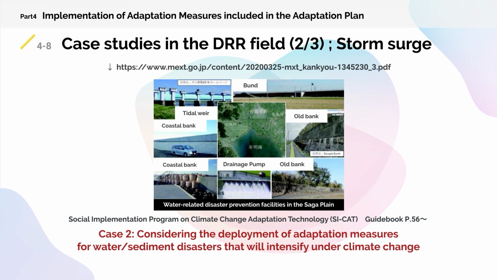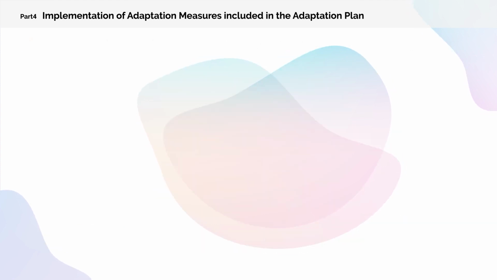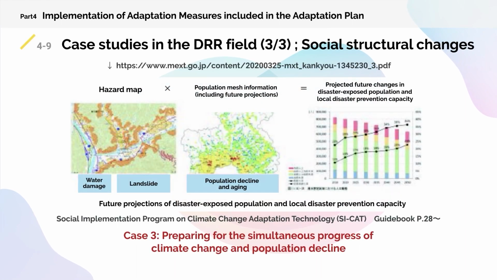Although this case study has not yet reached the stage of implementing adaptation measures, highly feasible adaptation measures utilizing storm surge countermeasures installed in the plains have already been formulated and will be promoted as countermeasures for flooding damage caused by storm surges. This is followed by the third case of DRR.